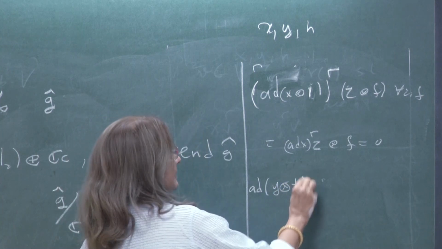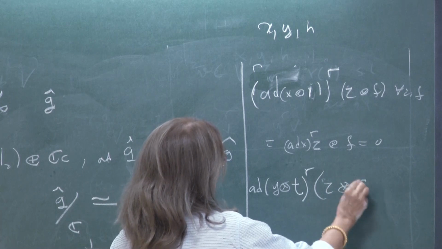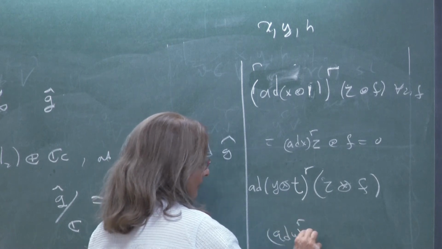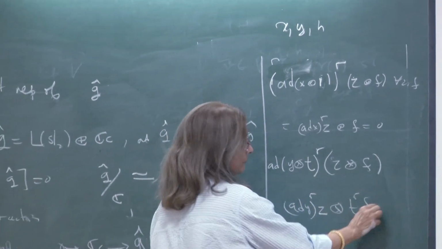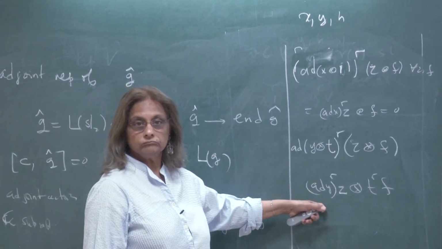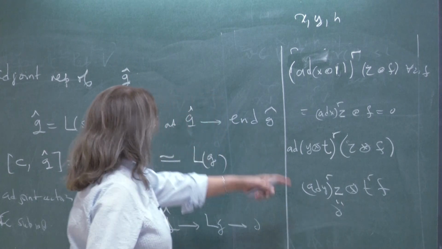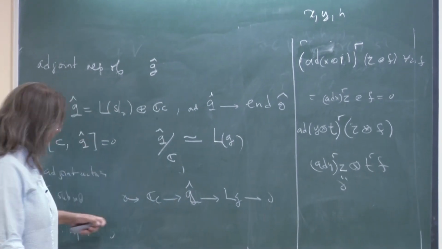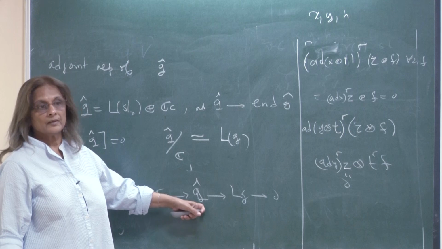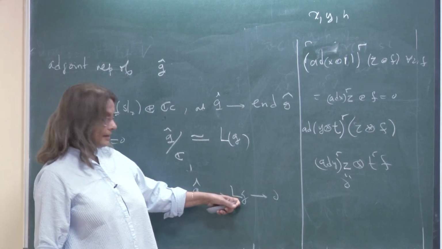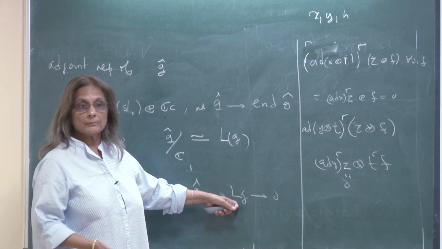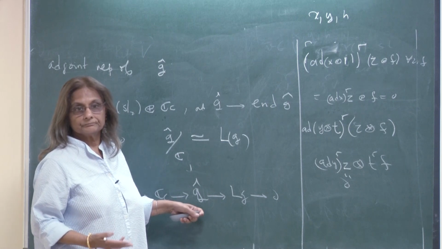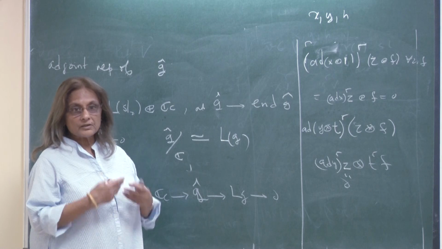So if you do ad Y tensor T to the power R on Z tensor F, how is this going to act? If you do it repeatedly, what you will get is ad Y to the power R acting on Z tensor T to the power R F. But this is still 0. So I'm done. LG is an example of an integrable representation. Now what have I got here? I've got G hat, the adjoint representation. It contains the trivial representation, and it maps onto an integrable representation. So it's integrable on its own, but it's not a direct sum of anything. So complete reducibility fails almost immediately.